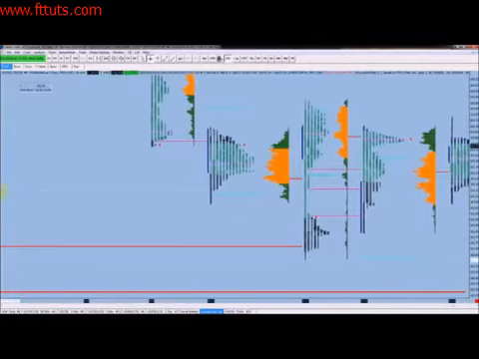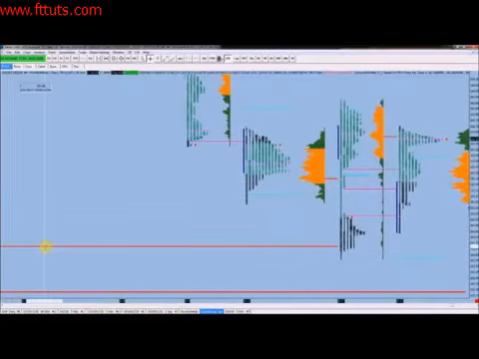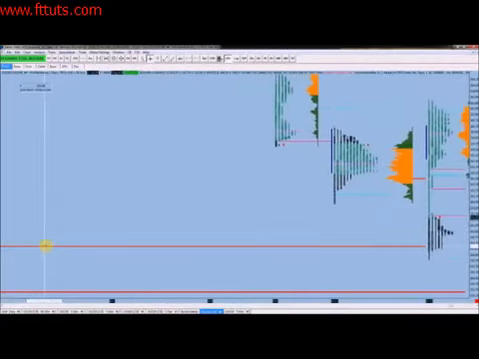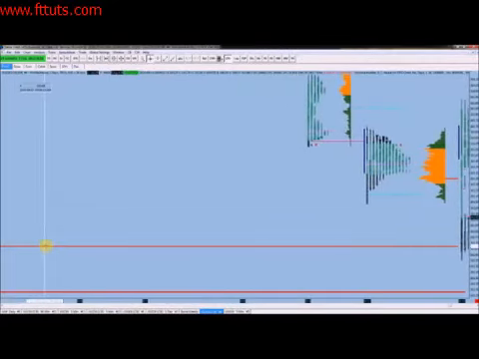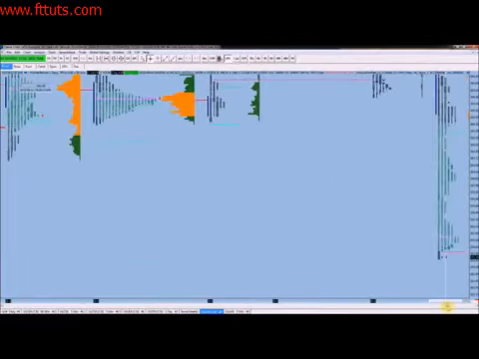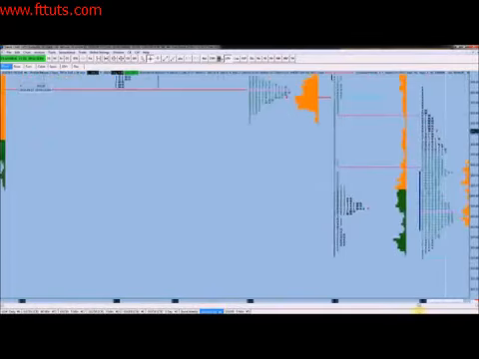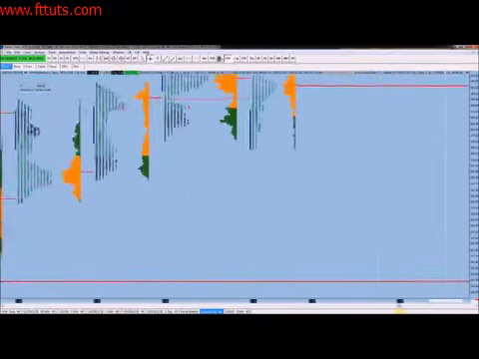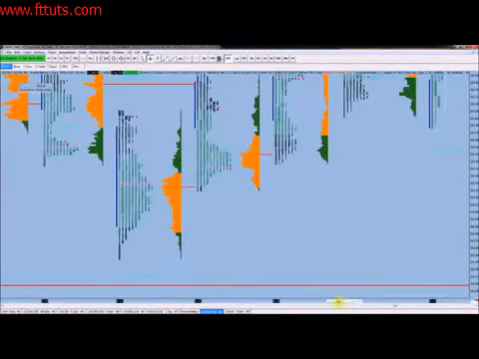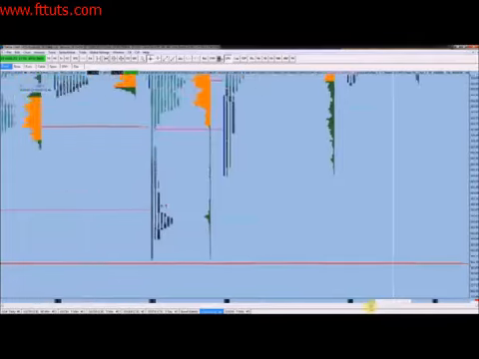So this day here, we've had a naked VPOC for quite some time. Scrolling back, and we can't even find where it comes from. 162.66 was still there. Wow. Okay.